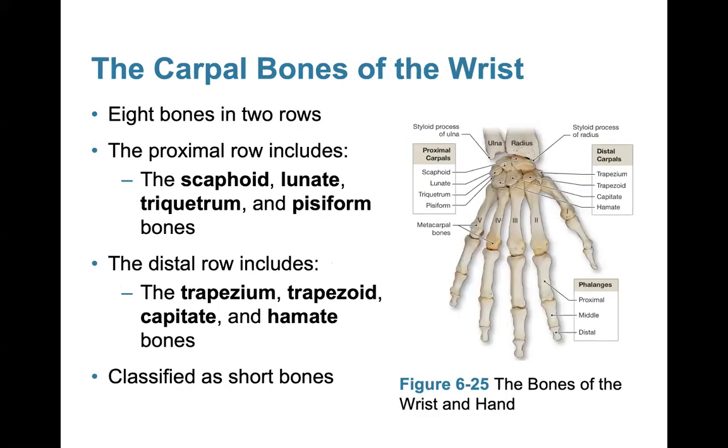So let's talk about the carpal bones. These are your wrist bones. There are 8 of them. And we have our proximal row, which is the one that's closest to the radius and ulna. This would be the scaphoid, lunate, triquetrum, and pisiform. And the distal row, which would be the second row, closest to the fingers or phalanges. This would be the trapezium, trapezoid, capitate, and hamate bones.